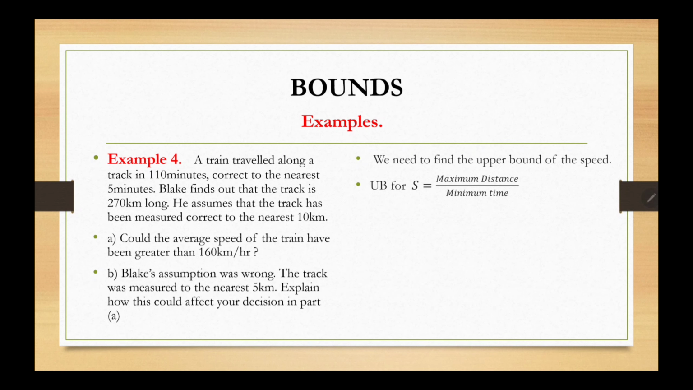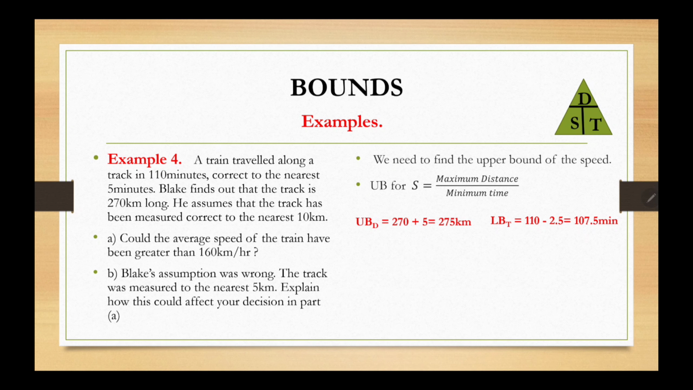So the upper bound for distance, in this case, we have a degree of accuracy of 10 kilometers. We divide that by 2, we're going to have 5. So we're going to have to add 5 to 270, which is 275. Then the lower bound for the time is going to be 110 minus 2.5, because 5 divided by 2 is 2.5, and that is 107.5 minutes.